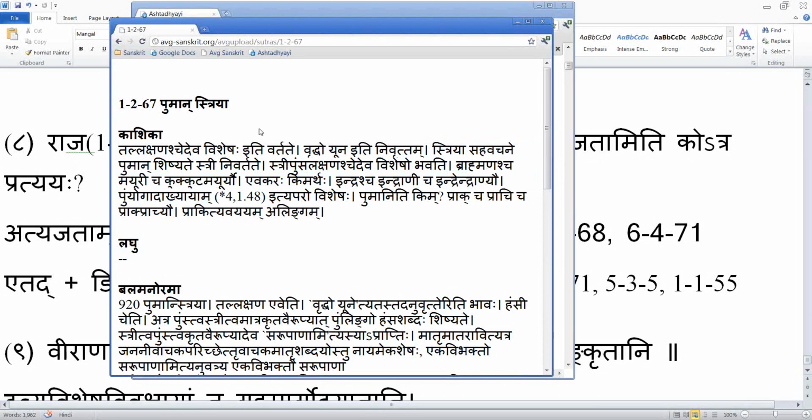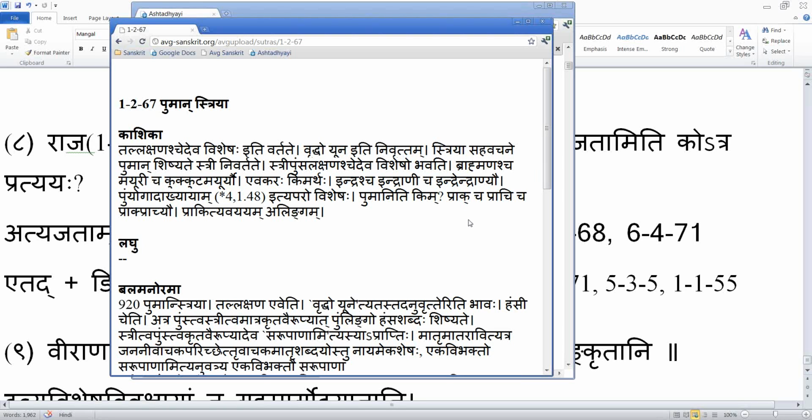And why not Ekashesha Samasa? Ekashesha we have not done, but I think it's a very good point. I didn't think of that one. So 1 to 67, this is the typo here. It should be Brahmanascha Brahmani cha Brahmanau. Kukkutascha Kukkuti cha Kukkutau. But then if you make Kukkutascha Mayuri cha, Mayura Kukkuta Mayuryau.